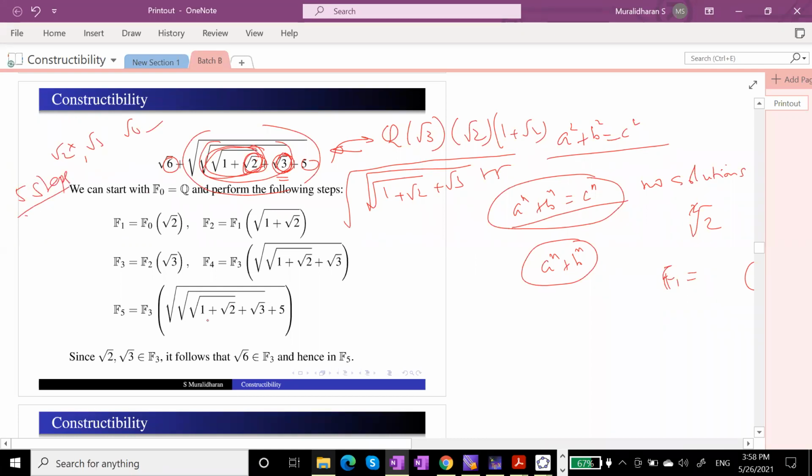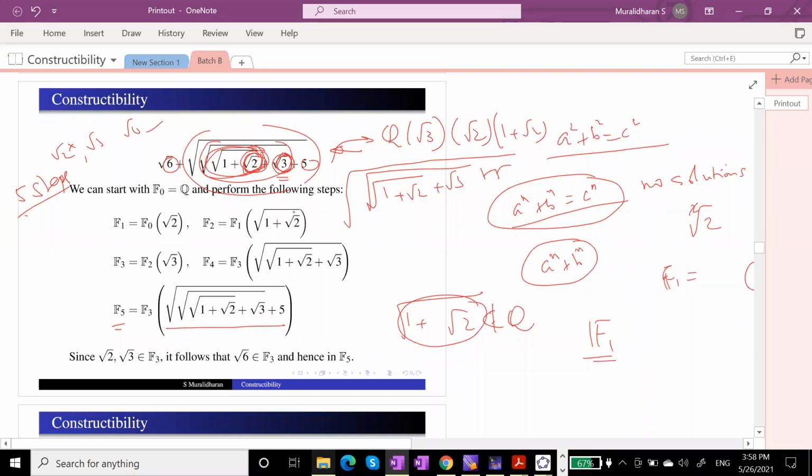Okay. So in the fifth step, I would have got this. So why do you add that root 2? You added root 3, then root 2, then 1 plus root 2. Why can't you just add 1 plus root 2? See, root 2 cannot be directly done, right? First of all, I have to add root 2 because root 2 is not in Q. Then 1 plus root 2 will be in F1. So I can add root of 1 plus root 2. So that's why I say F0 is Q, adjoin root 2. Then I can add root of 1 plus root 2.